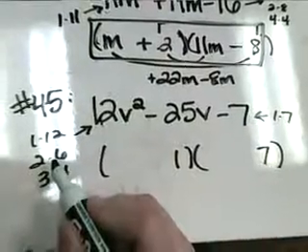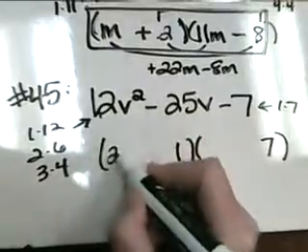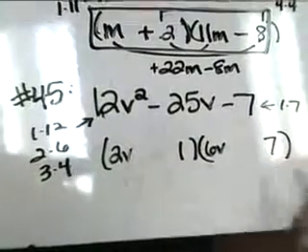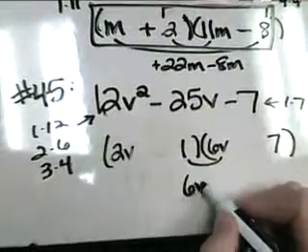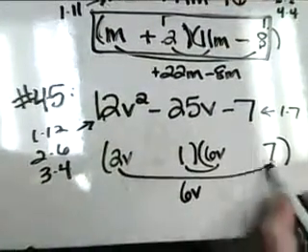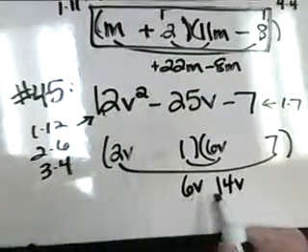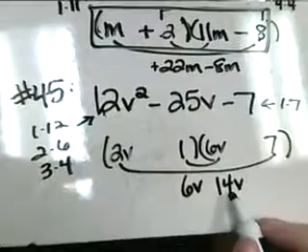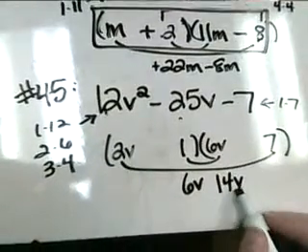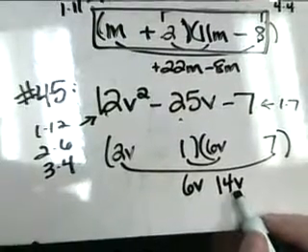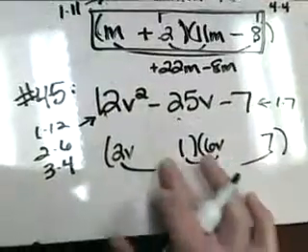And I'm going to start with 2 and 6. If I need to come back to him, I will. So I'm going to try 2v and 6v. All right, check my middles. That gives me 6v. Check my outsides. That gives me 14v. 6 plus 14 would give me 20. I need negative 25. 6 minus 14v would give me negative 8. That's not what I needed. Okay, so that's not going to work.